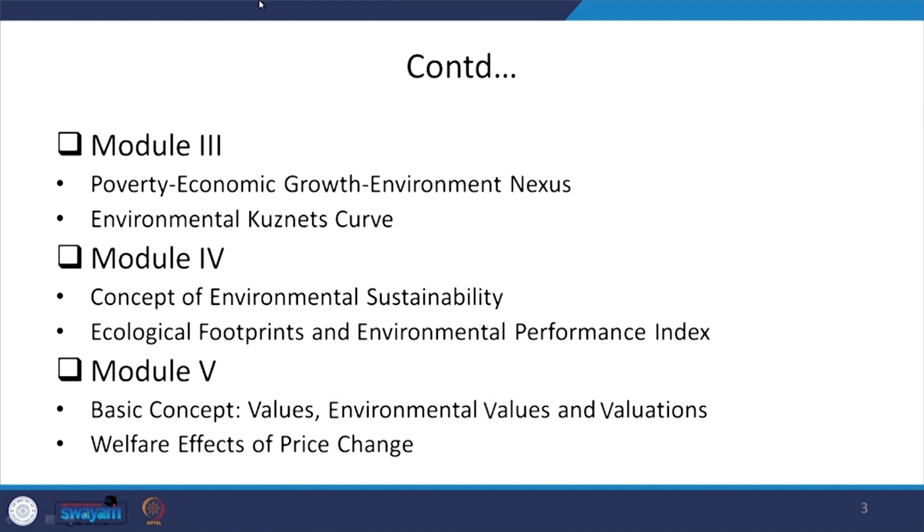Then module 4 will discuss the concept of environmental sustainability, ecological footprints and environmental performance index. Fifth module is devoted to the basic concept of environmental values, valuation, welfare effect of price change. So, in this module we will study the different kinds of environmental values like option values, bequest values, non-use values and use values of environment. So, environment provides us different kinds of values, and these values will be discussed in detail in this module.